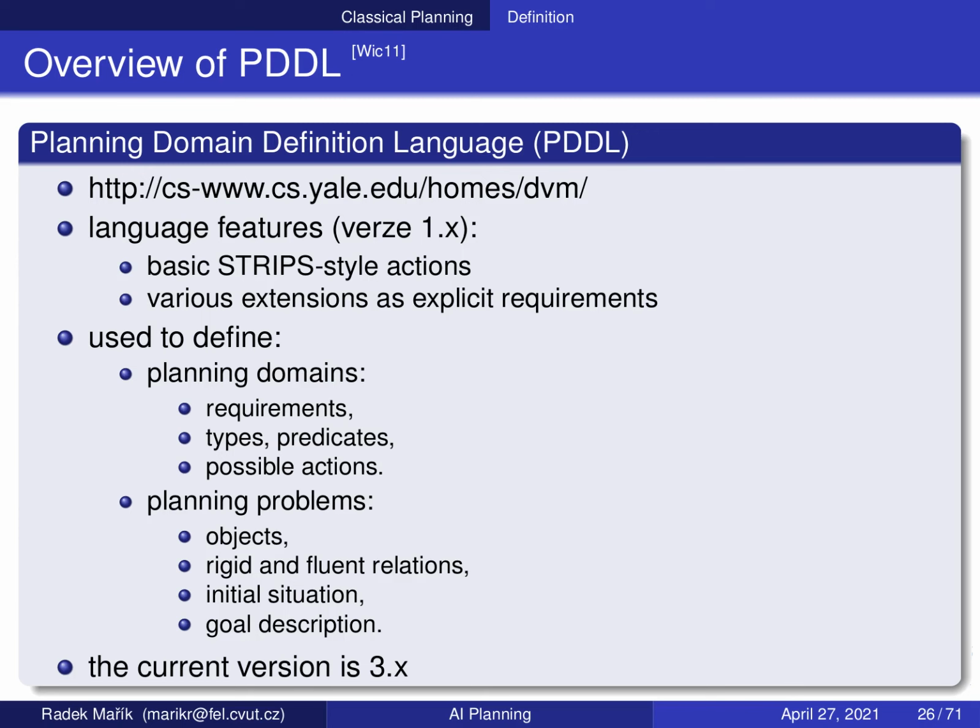Over time, a specific language, the so-called PDDL, Planning Domain Definition Language, has been developed. Originally, you could use it for specification of basic STRIPS-style actions. However, then it was extended several times. The current version is 3.x, and you are able to describe planning domains, the requirements, types, predicates, possible actions, and so on, generally. And also the planning problems, that means what actual objects are in the specific situation, and how to describe the initial situation, the goal description, and so on. And there are many other possible ways and extensions reflecting more advanced planners.